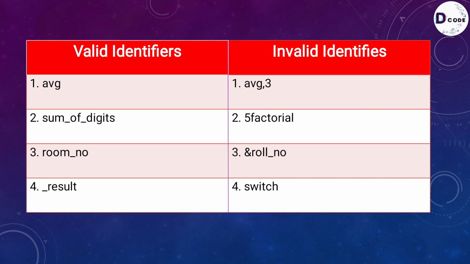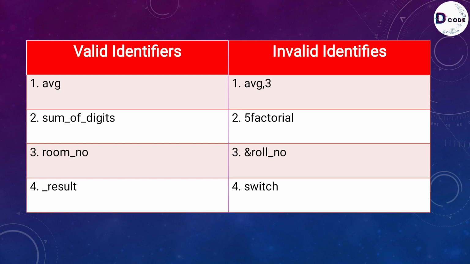And 5factorial is also an invalid identifier because the first letter of any identifier should be either an alphabet or underscore. Third one, &roll_number. It is an invalid identifier because no identifier should start with a special symbol. And the fourth one, switch. It is also an invalid identifier because switch is already a keyword and keywords should not be used as identifiers.